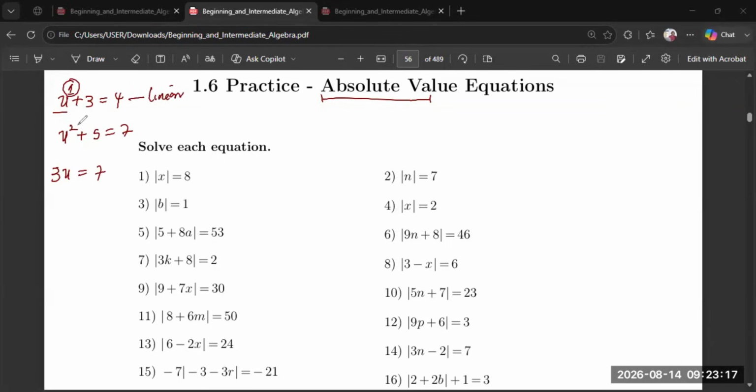Okay, now look at case 2. What's the unknown variable here? It is u. And what's the power of u? It is 2. So because it is 2, it is not linear. You may want to call it quadratic. Okay, it's quadratic.